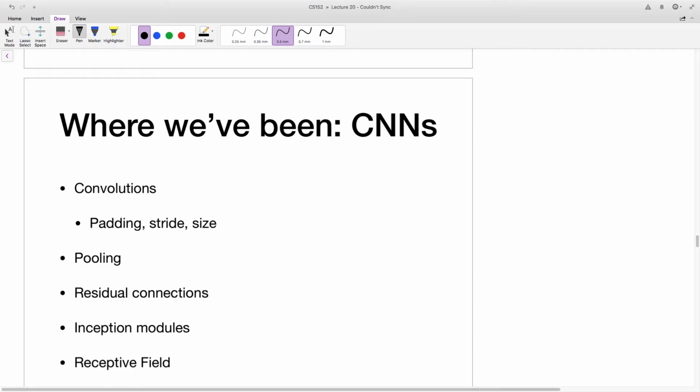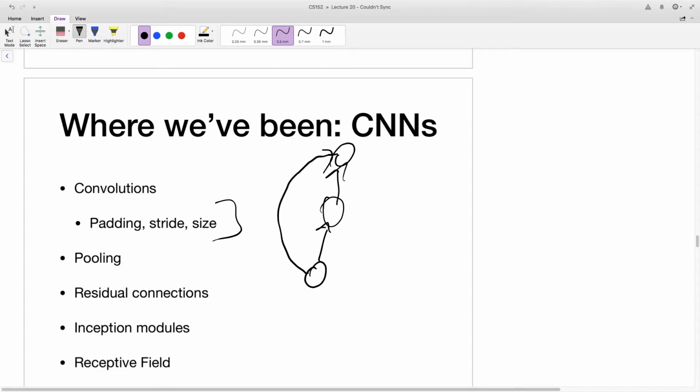CNNs. We have talked about convolutions. We know about padding and stride and size and what a convolution is and the fact that we're sharing that across the entire area of the image. Pooling is a way to shrink the sizes. Residual connections, which provide a way to skip other parts. And that allows gradients to be passed back to earlier parts of the network.